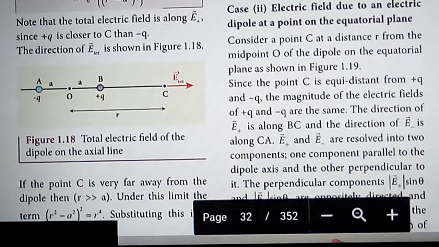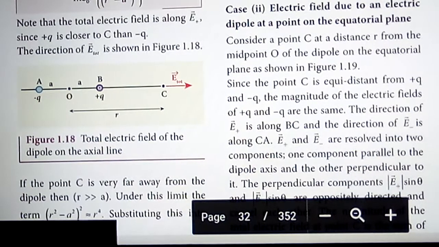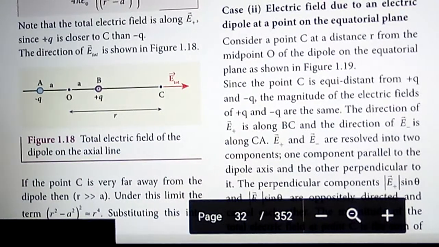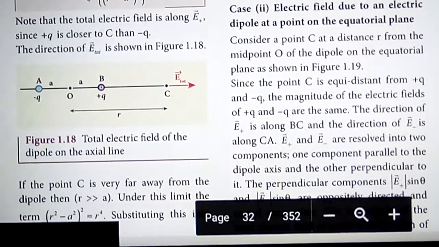First case வந்து electric field due to an electric dipole at a point on the axial line பார்த்தோம். இப்போ equatorial planeல அந்த பாயிண்ட் இருந்தால் electric field எப்படி இருக்கும்? What will be the value of that electric field due to that electric dipole? That we will see. For that, you consider this diagram.